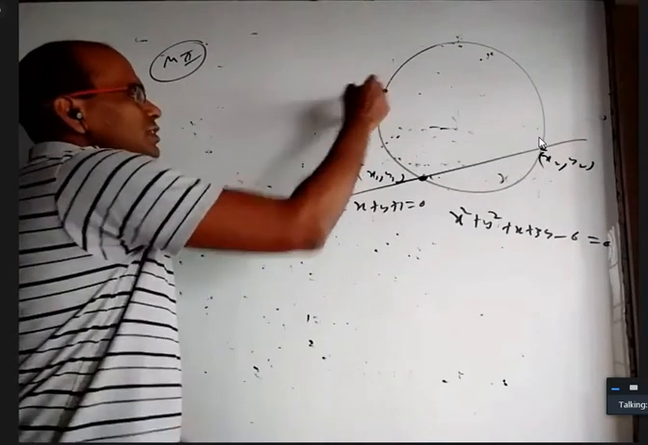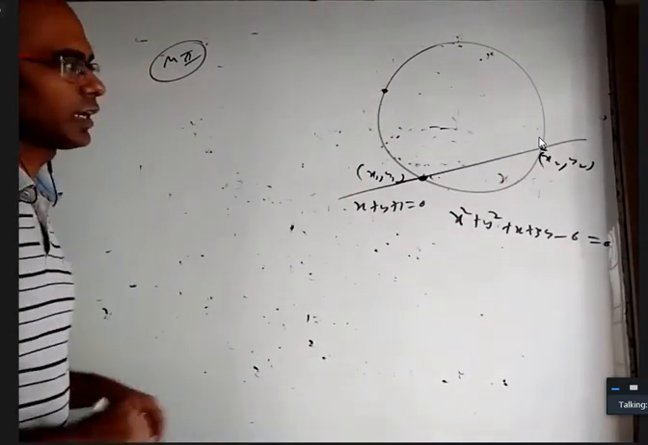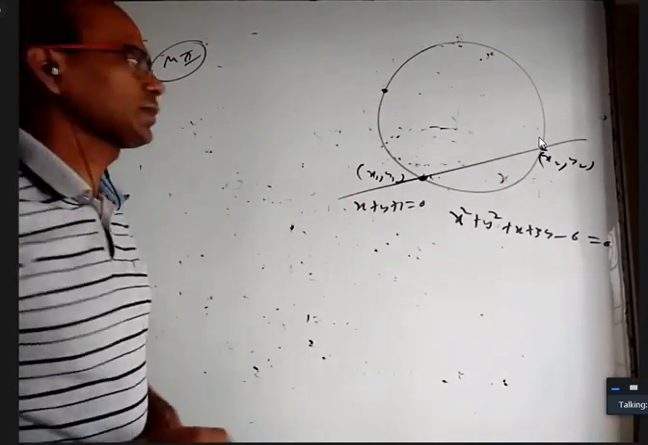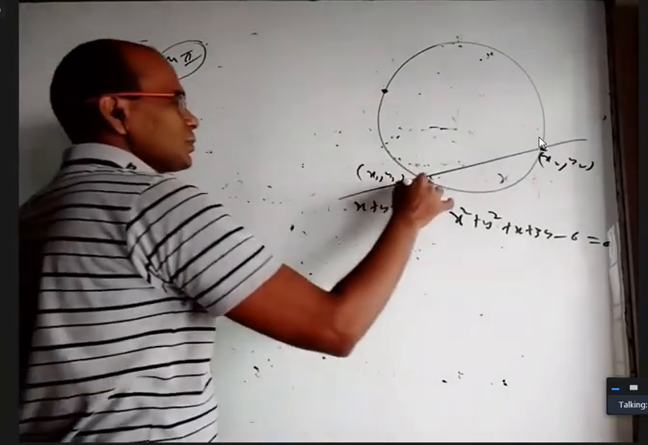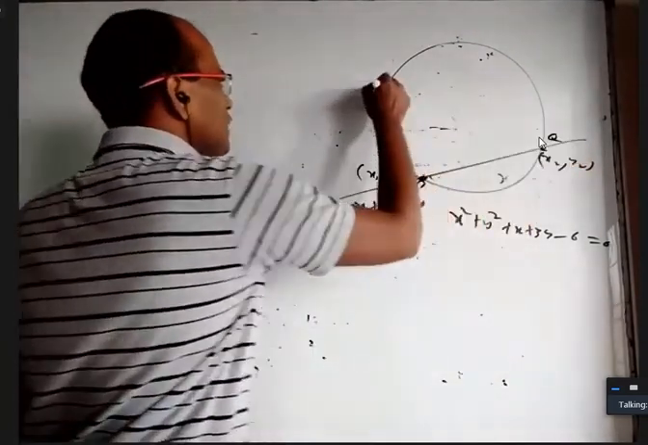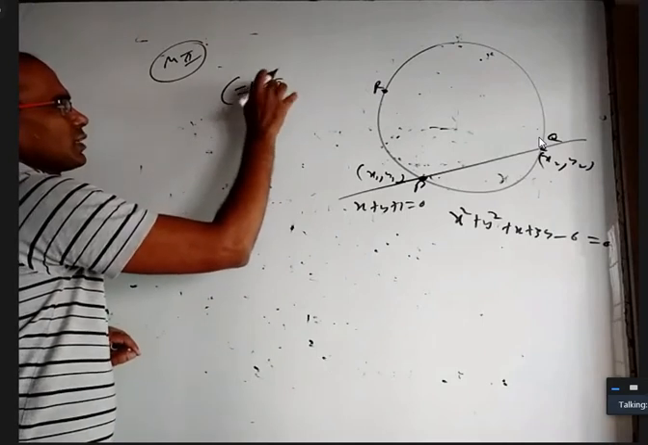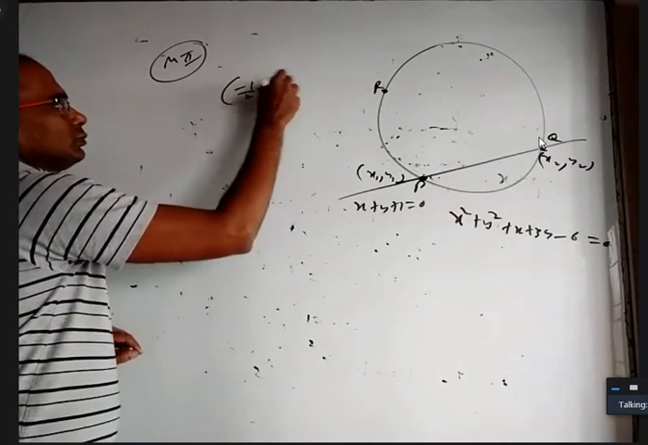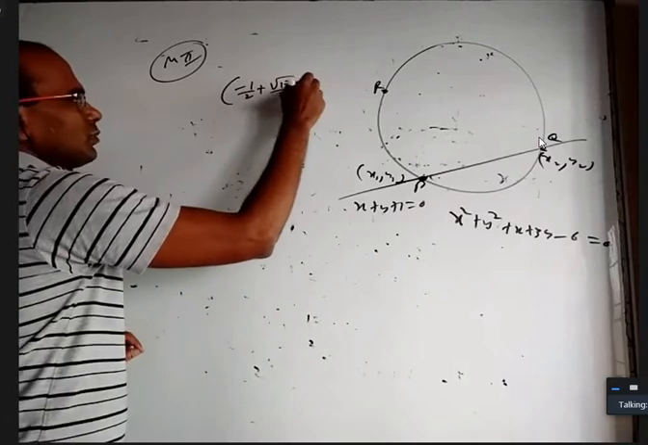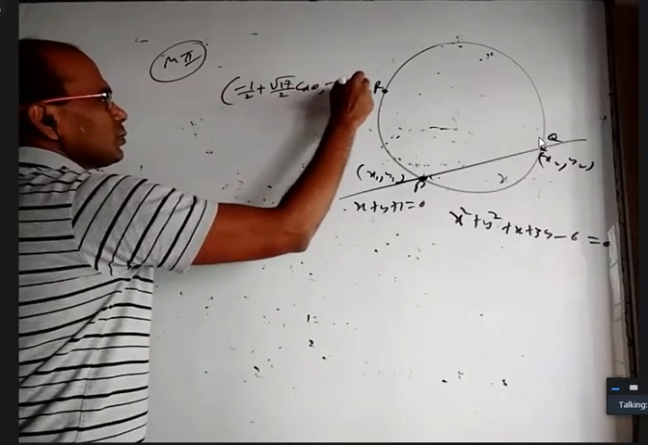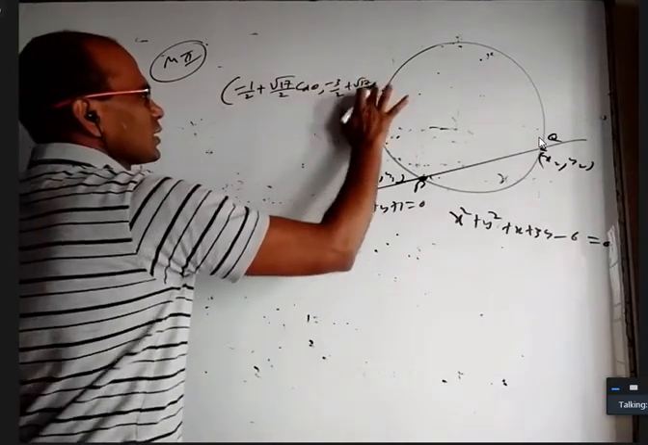Any other point on the circle, according to parametric form, I can write minus g plus r cos theta, minus f plus r sin theta. So if this is P and this is Q and this is R, I'm going to take it as minus 1 by 2 plus root 17 by 2 cos theta, minus 3 by 2 plus root 17 by 2 sin theta.